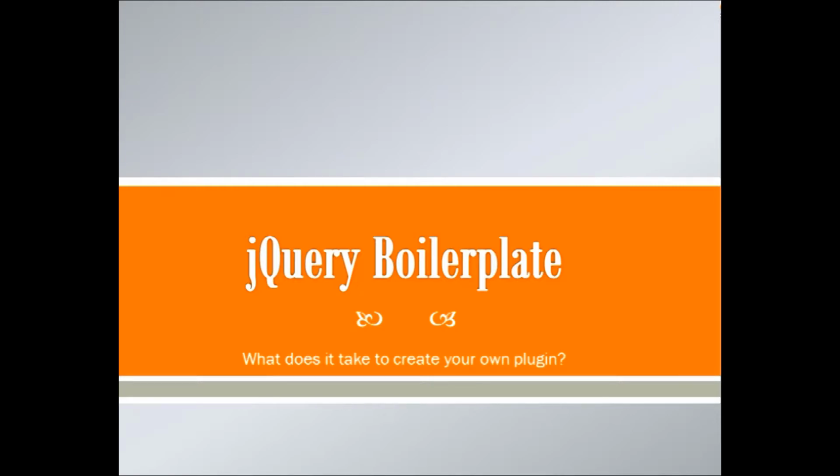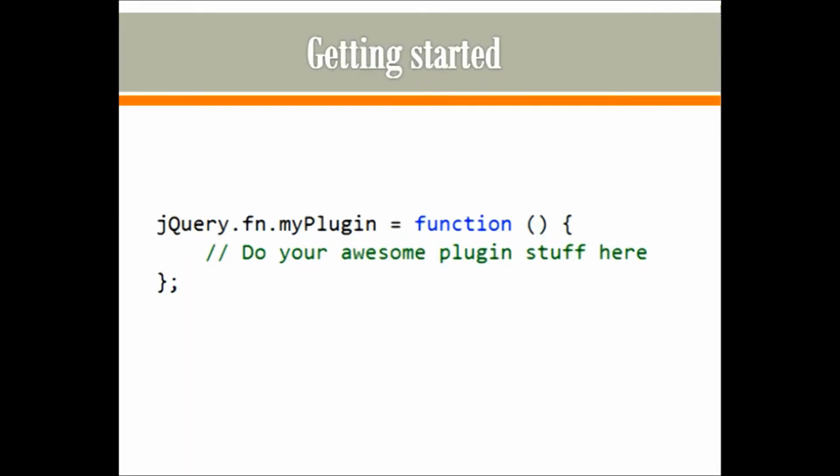This is our boilerplate. To write a jQuery plugin, it's really easy. You start by adding a new function property to the jQuery fn object. And the name of the property, in this case myPlugin, would be the name of the plugin that you're trying to create.